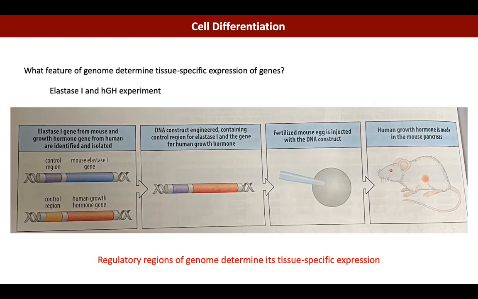What's very important to understand is that genes are transcribed, but there are regulatory regions that govern the expression of these genes. The importance of this regulatory region was demonstrated very nicely by an experiment. There is a mouse elastase gene, which has its own promoter, enhancer or control region, and then there is the human growth hormone gene. So these are two completely different genes from two different species and two different tissues: this one is from the pancreas and this one is from the liver.